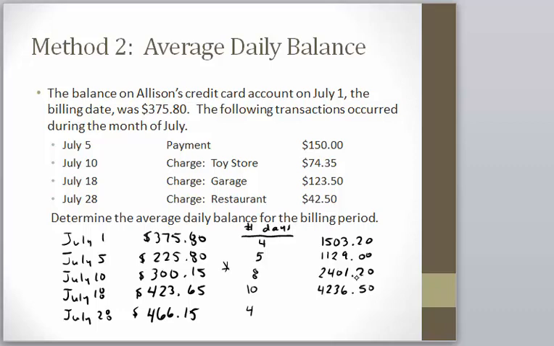And finally, 466.15 times the 4 days that we had that balance, 1864.60. And then we're going to add those balances up. So when we add those 5 numbers up, that gives me $11,134.50.